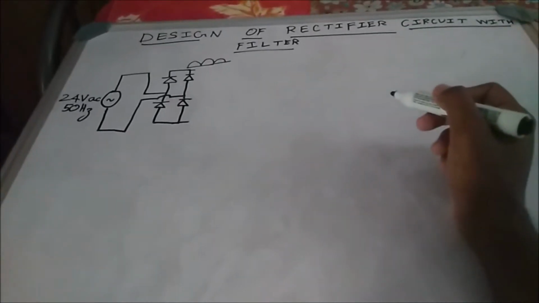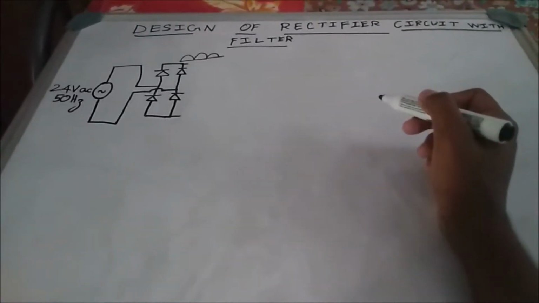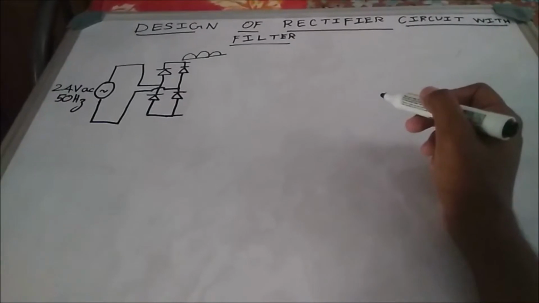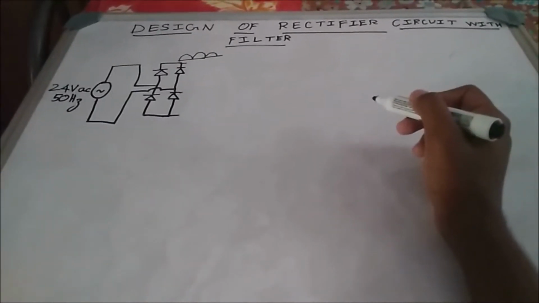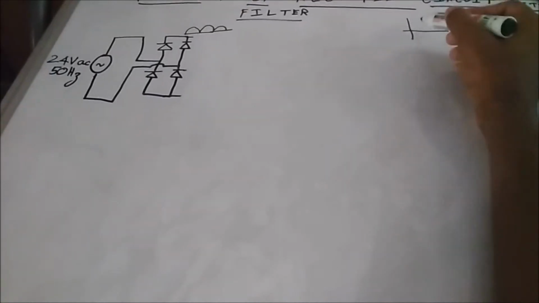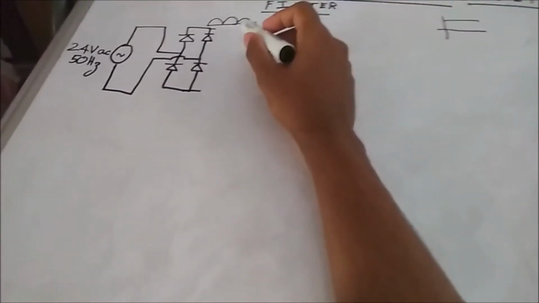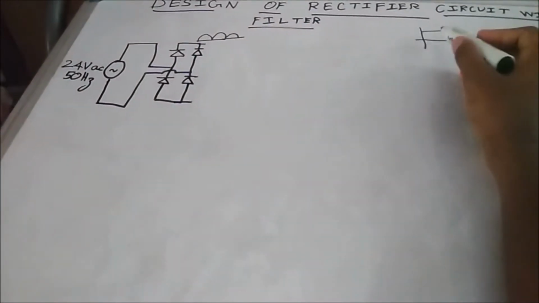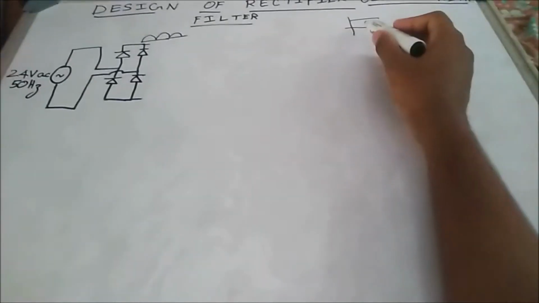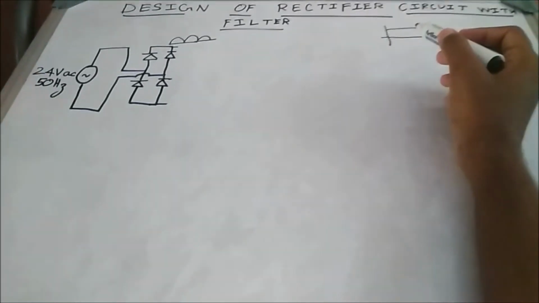So what is the function of a rectifier? The rectifier is a circuit which converts input AC into DC supply. Basically, we need the DC signal to be like this. So we don't need this type of waveform. We need this type. So what should we do? That's a question.